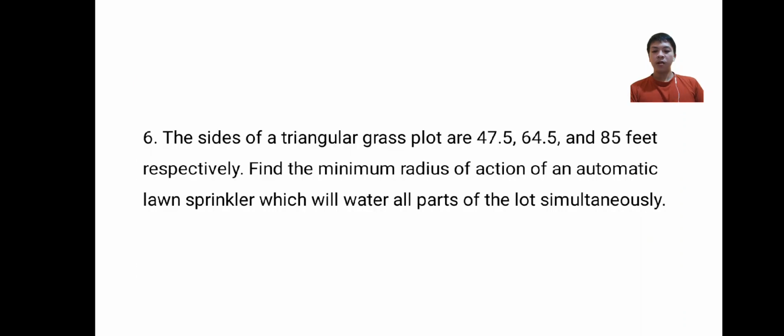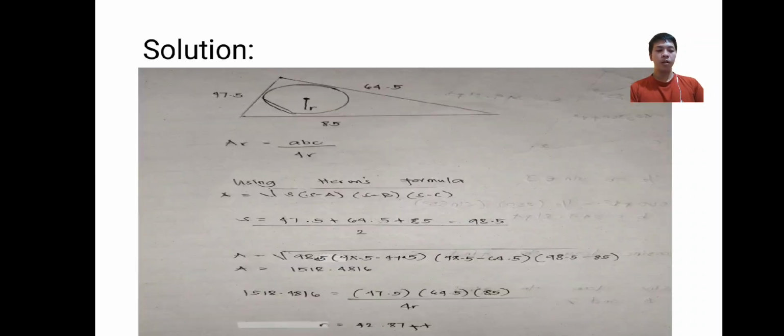Question 6. The sides of a triangular grass plot are 47.5, 64.5, and 85 feet respectively. Find the minimum radius of the action of an automatic lawn sprinkler which will water all parts of the plot simultaneously. So here is the figure. So A is equal to ABC over 4R. Using Heron's formula, we will have A is equal to the square root of S times S minus A times S minus B times S minus C.